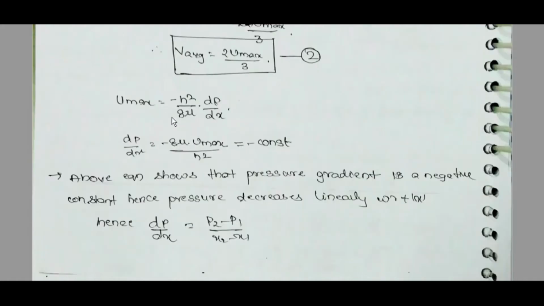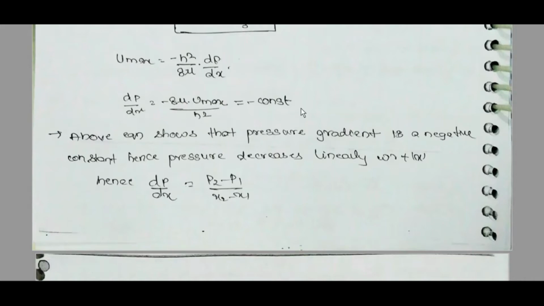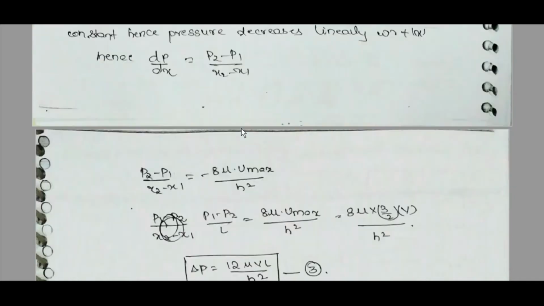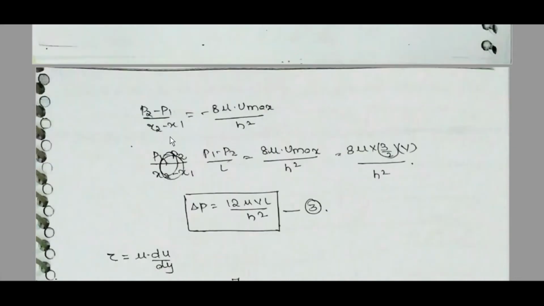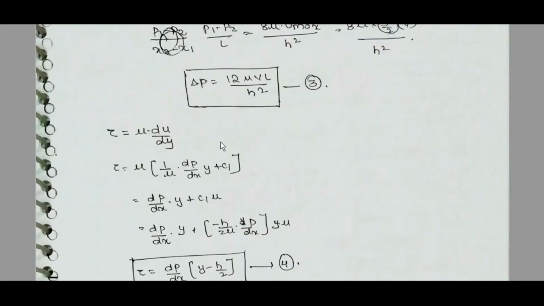U max is equal to minus h square by 8 mu dp by dx. So dp by dx is equal to minus 8 mu u max by h square, which is equal to minus constant. The above equation shows that the pressure gradient is a negative constant, hence pressure decreases linearly with respect to x. Hence dp by dx is equal to p2 minus p1 by x2 minus x1, which is equal to minus 8 mu u max by h square. So p1 minus p2 by l is equal to 8 mu u max by h square, which is equal to 8 mu into 3 by 2 v by h square. Delta p is equal to 12 mu v l by h square.